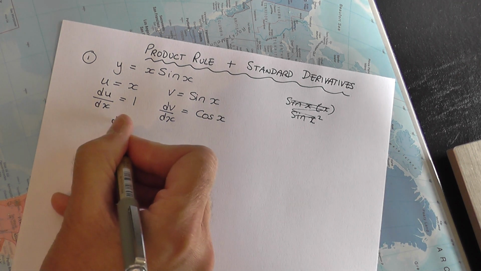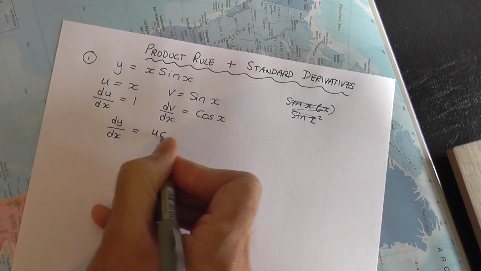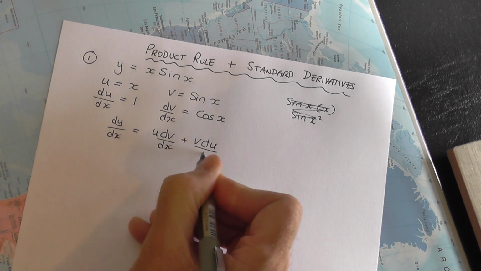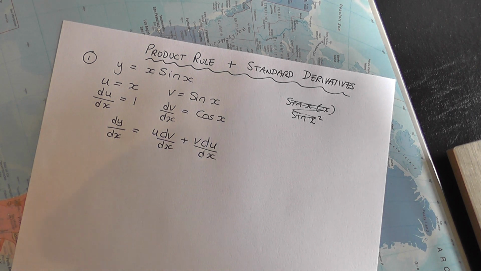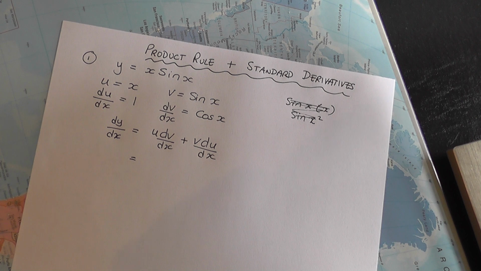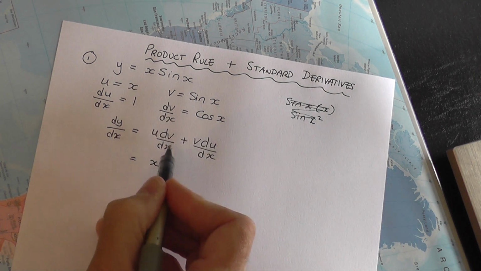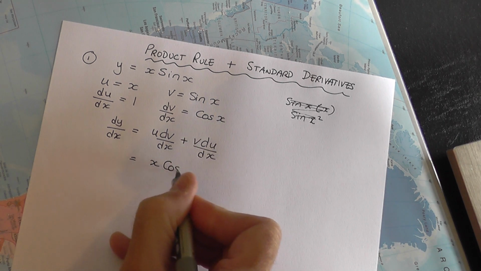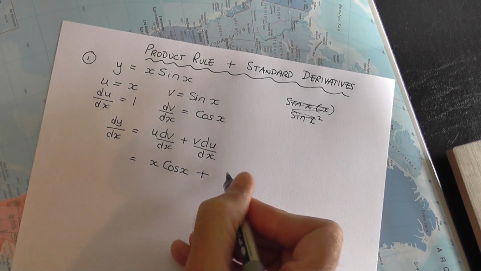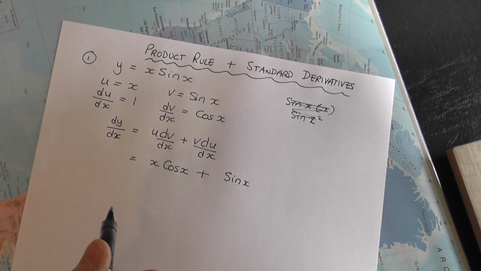We now go to dy by dx, and dy by dx comes from the product rule. You quote the product rule as a formula, and there it is, you learn that off by heart. We now substitute these four things into the product rule, and if possible, simplify the answer. So u, that's x, times dv by dx, which is cos x. So you write x cos x, plus v, that's sine x, and you multiply it by du by dx, which is 1. So you're going to multiply it by 1.